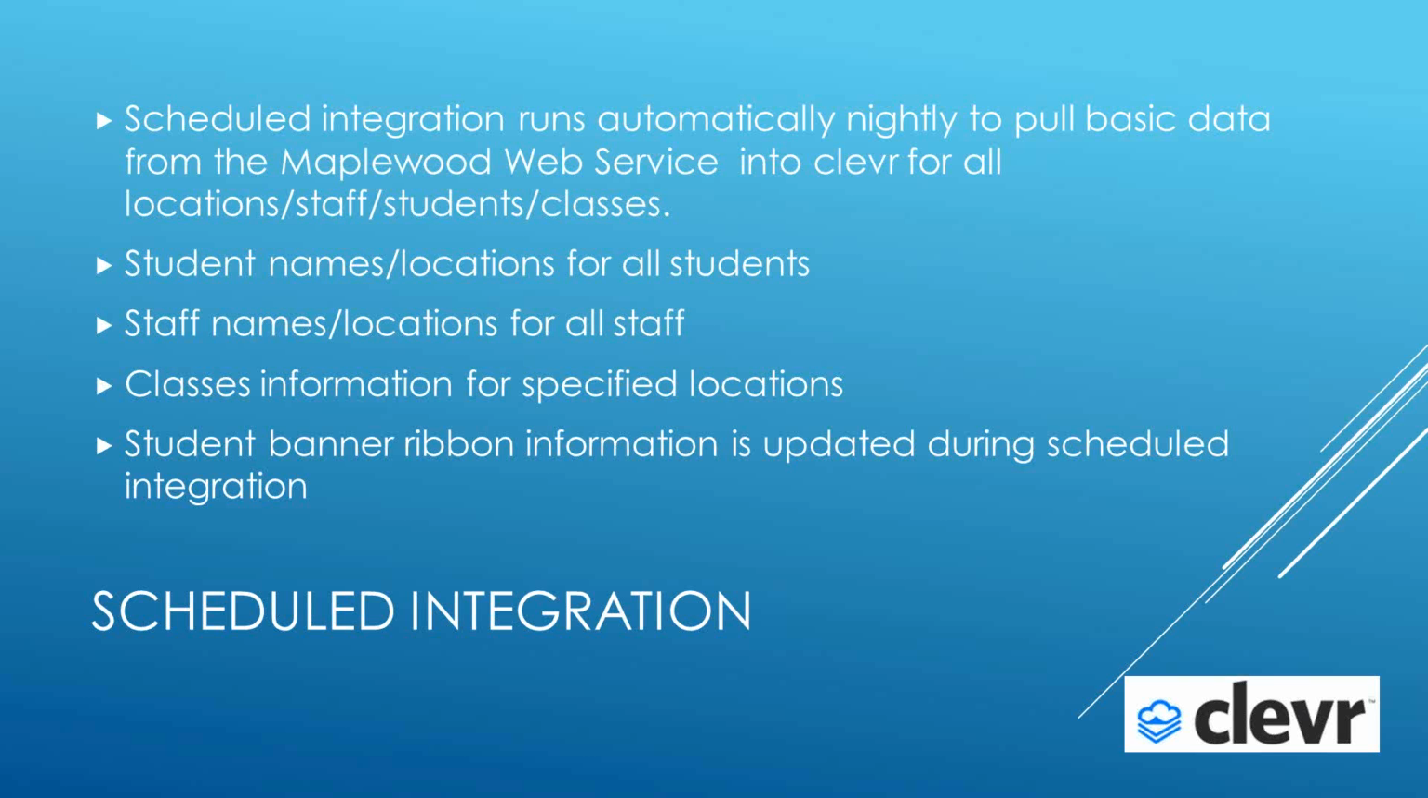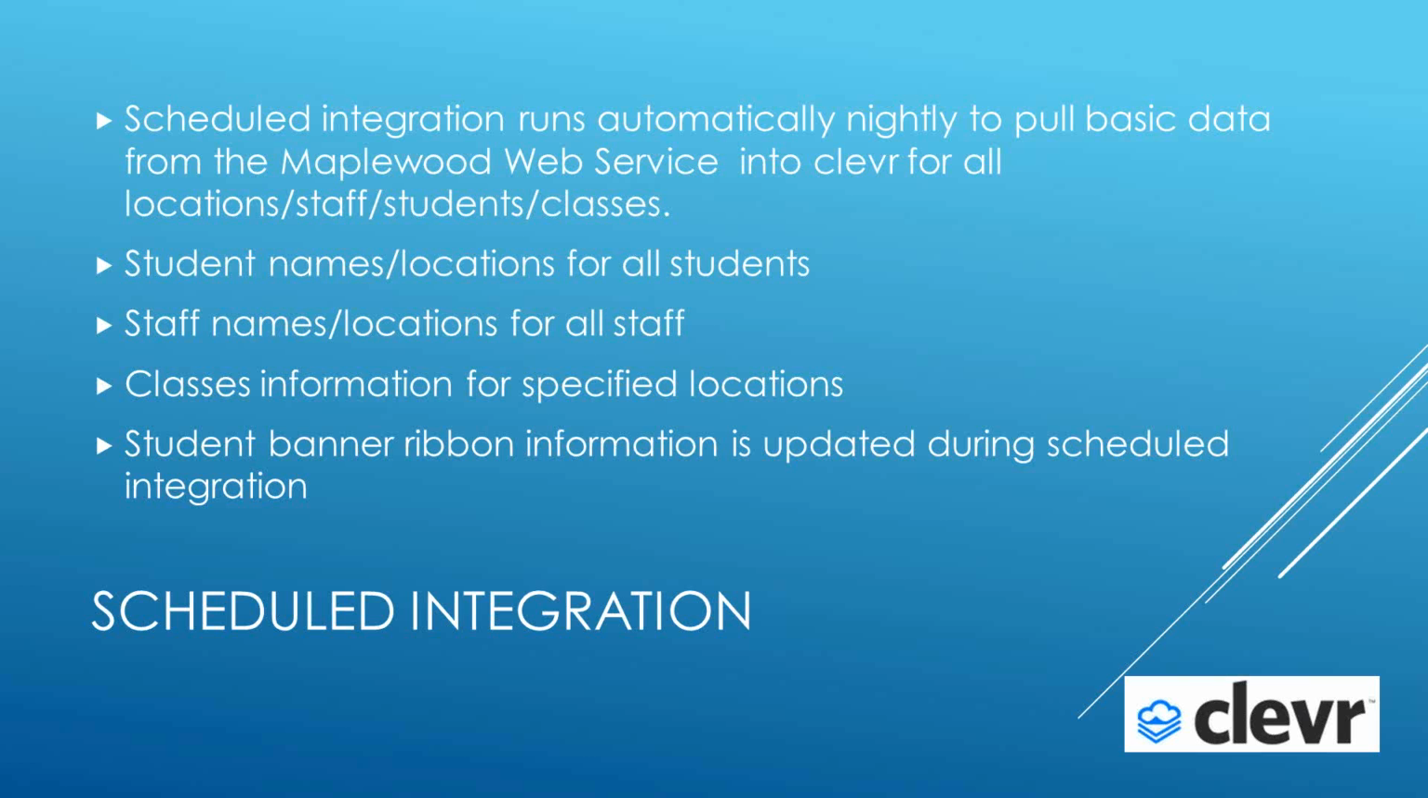Staff must have a first name, last name, staff code, and birth date recorded in Maplewood to be reliably pulled into the clevr database. For students, we pull name, student number, provincial number, birth date, email address, and grade level. Students must have a valid first name, last name, birth date, and student number in Maplewood to be reliably pulled into the clevr database.